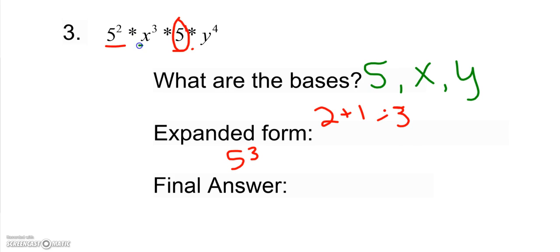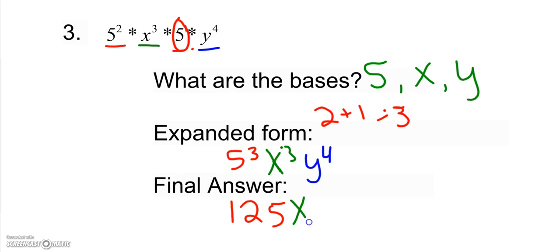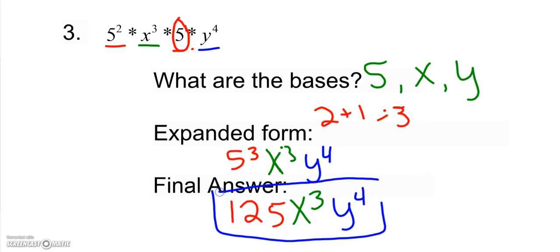Then looking at my x's, I only have x cubed. So I'm going to have x cubed in my answer. Now looking at y, I have y to the 4th. So y to the 4th. Now I'm going to do 5 cubed because it's a number. 2, 3. And you get 125. So your final answer is 125 x cubed y to the 4th. Final answer.